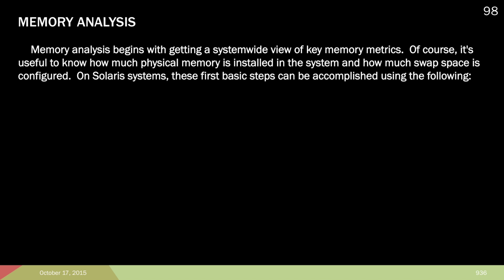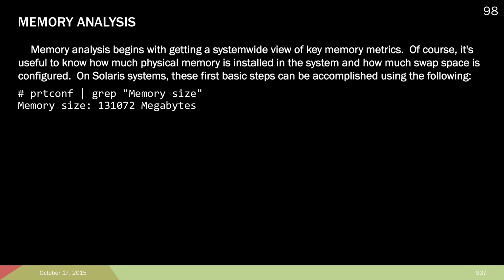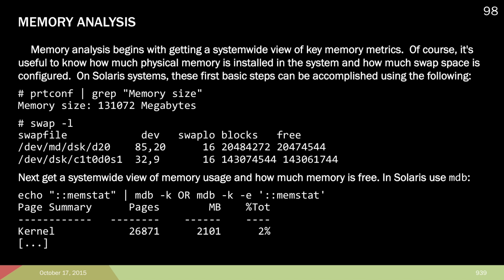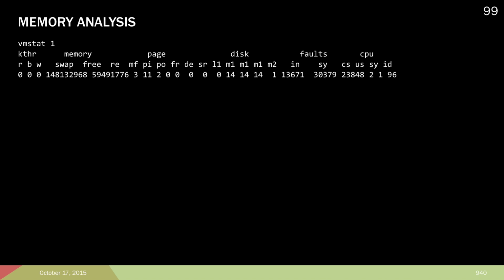Memory analysis begins with getting a system-wide view of key memory metrics. Of course, it's useful to know how much physical memory is installed on the system and how much swap space is configured. On Solaris systems, these first basic steps can be accomplished using the following: prtconf, swap -l. Next, get a system-wide view of memory usage and how much memory is free. In Solaris, use mdb.